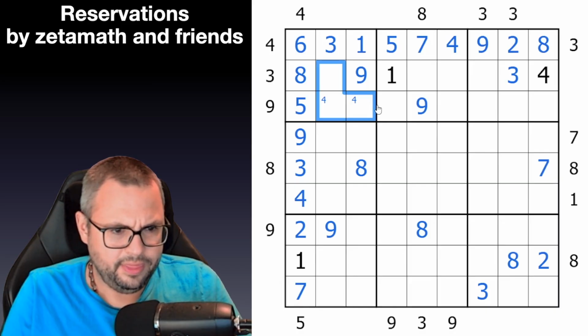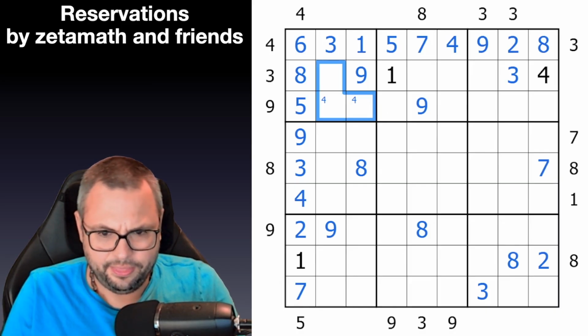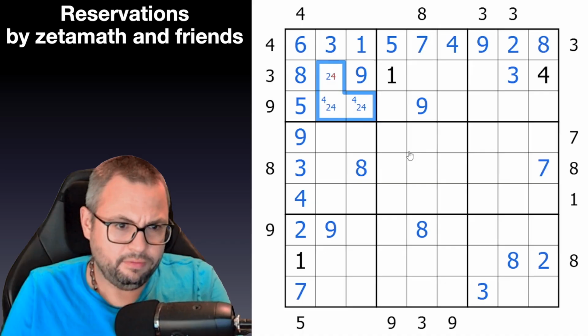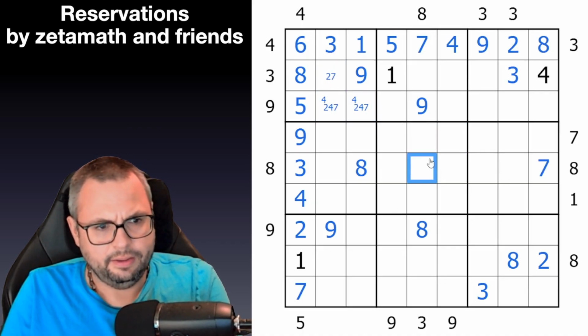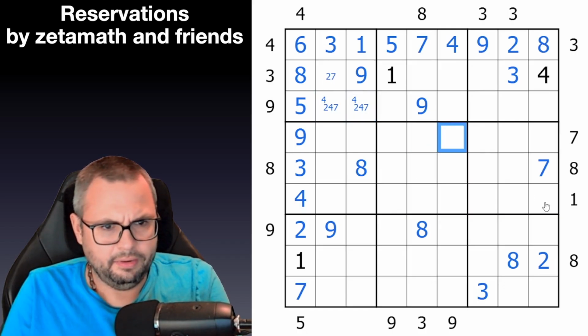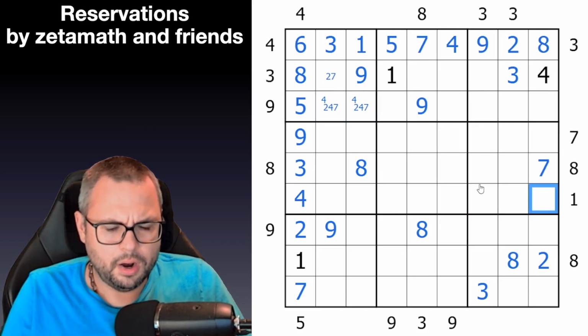Let's see. What are these digits, just to be thorough? One of them is a 4. One of them is a 2. One of them's a 7. Okay, that didn't help a lot. I already knew one of those was a 4.